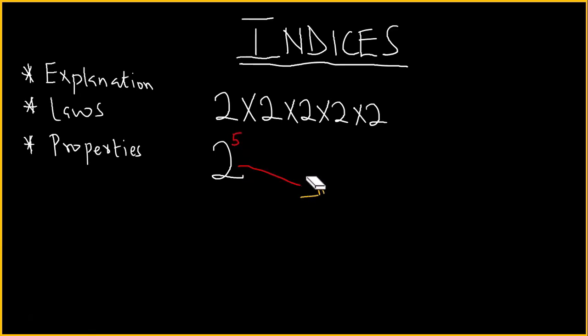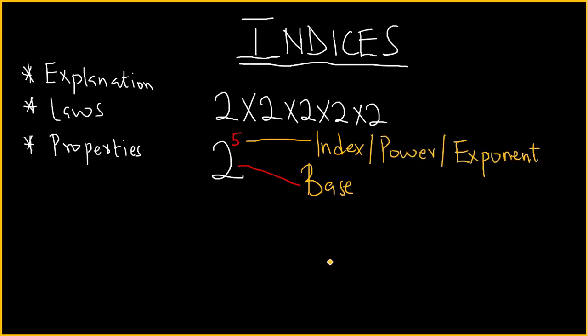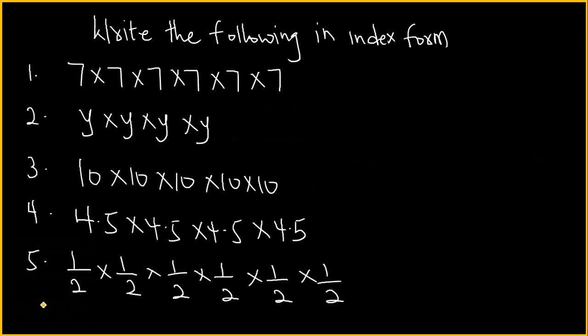Now, the number 2 here means the base. The number 5, which is on top of the 2, means the index or power or exponent. Now, numbers can be expressed in the index form or index notation, which simply means simplifying huge numbers or simplifying repetition of numbers. Example, expressing these in an index form.